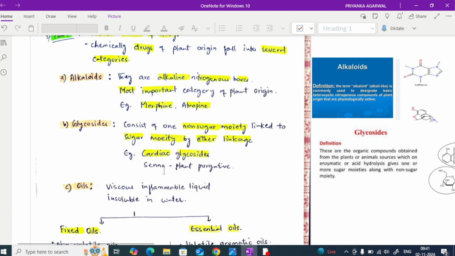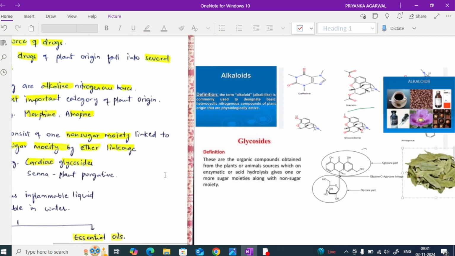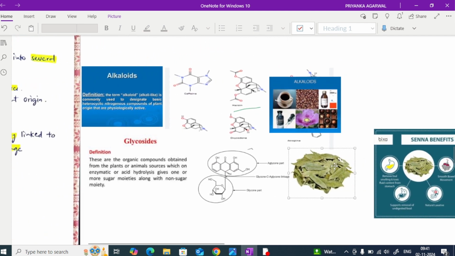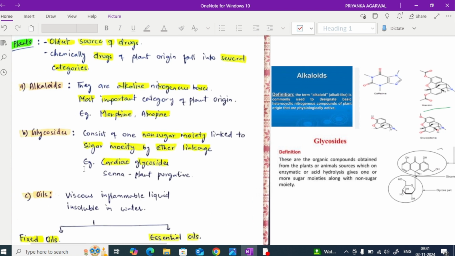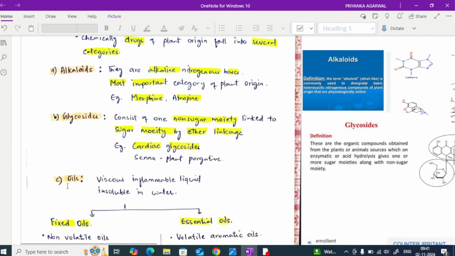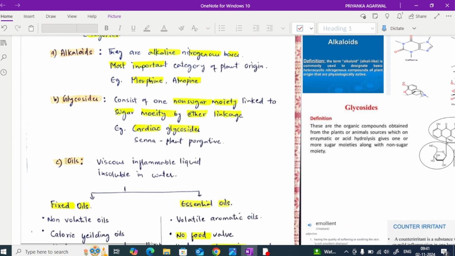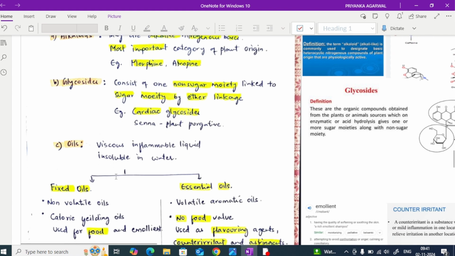So senna is commonly used as a household remedy for constipation. So these are senna leaves, and they are stimulant purgatives. They are nothing but anti-constipation drugs. Now coming to oils. So what are oils? Oils are viscous inflammable liquids. Okay, so they are insoluble in water.